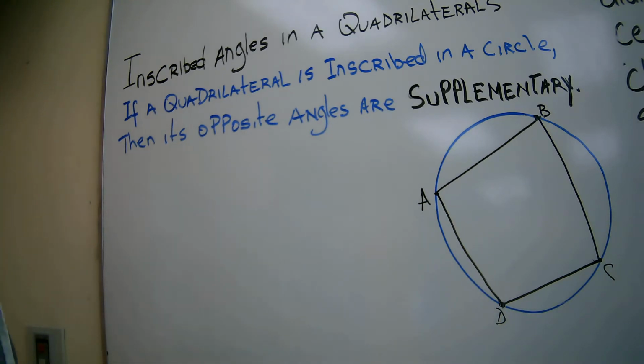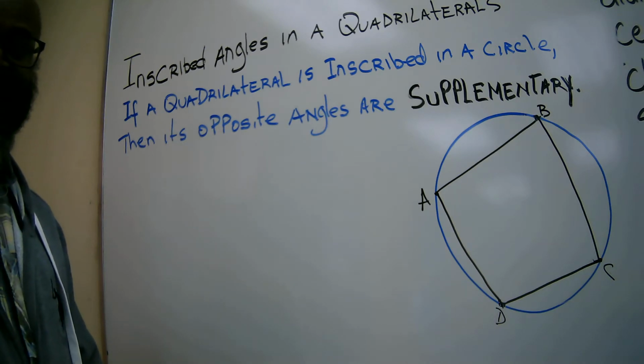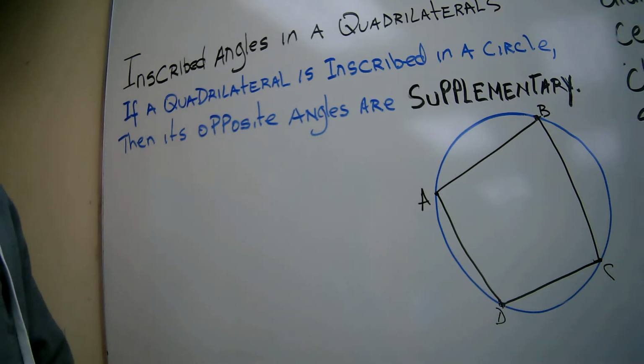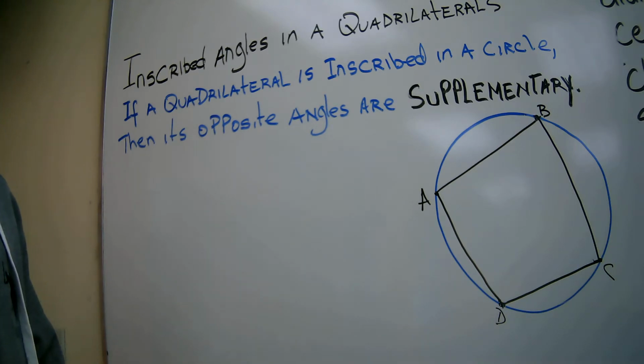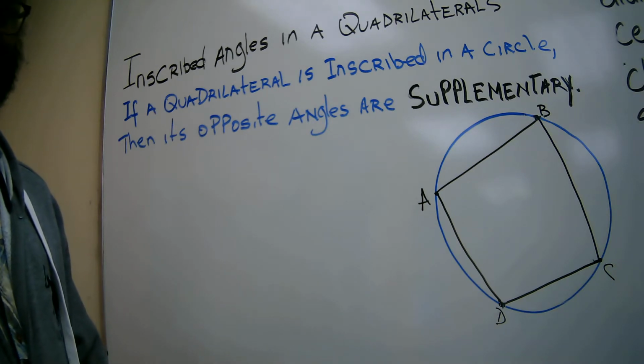The theorem says that if a quadrilateral is inscribed in a circle, then its opposite angles are supplementary. So there are a lot of definitions, right? They said inscribed angle, inscribed in a circle. So they're telling you the only way you can fit a quad, a four-sided polygon, in a circle is if and only if the angles at the inscribed vertices opposite to each other are supplementary.